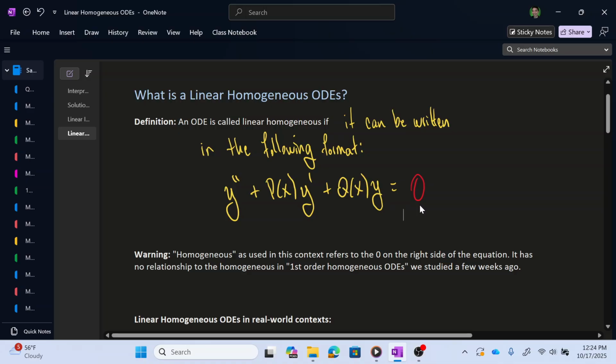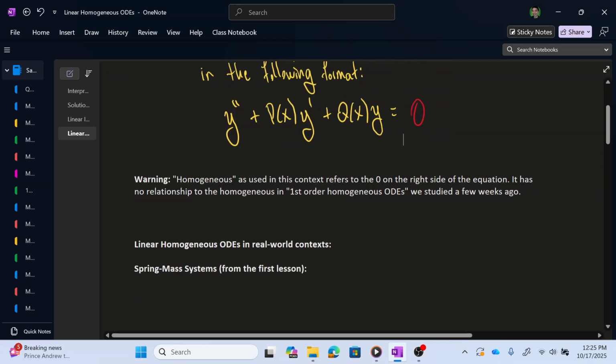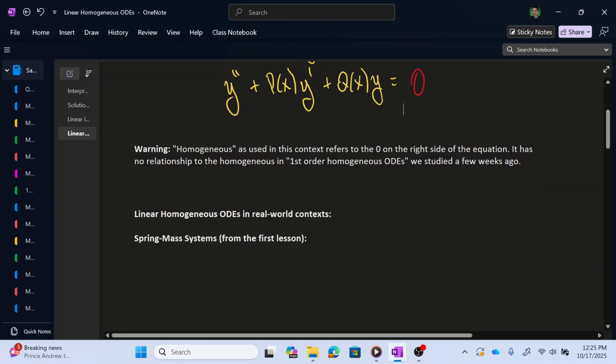It has absolutely no relationship at all to when we used the word homogeneous back in like lesson 12 or 13 when we were talking about first order homogeneous ODEs. No relationship at all between that use of the word homogeneous and this use of the word homogeneous. So that's unfortunate. I don't make the rules, but just keep an eye out for that word being used to mean totally different things in these different contexts.